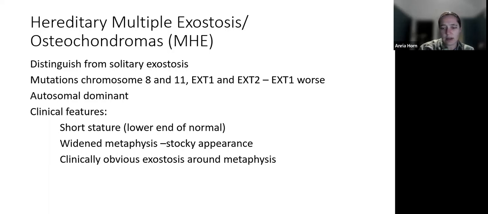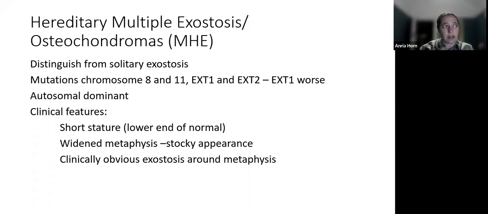Okay, so multiple hereditary exostosis or osteochondromas, MHE. Let's briefly talk about that. That has to be distinguished from a solitary exostosis. A solitary exostosis is a completely benign condition. Nobody really worries about it. It causes cosmetic and sometimes mechanical problems, but the rate of conversion to malignancy is so low as to be negligible.